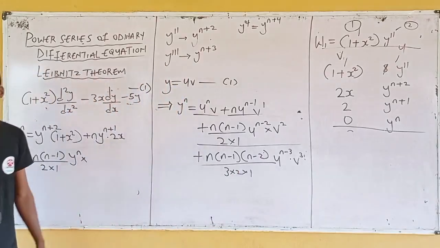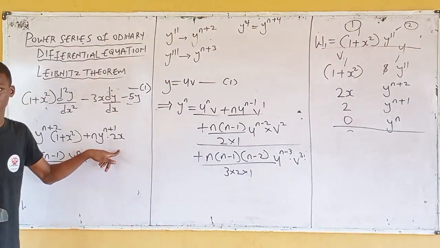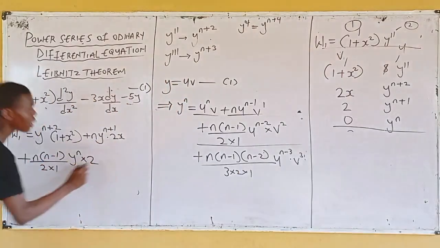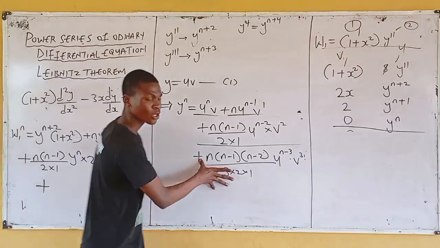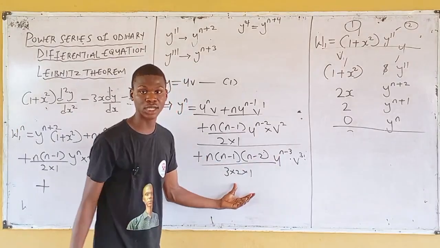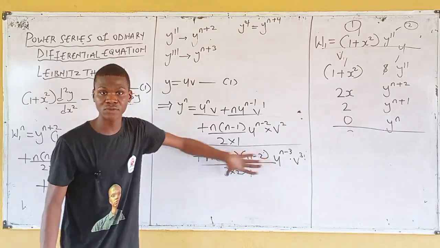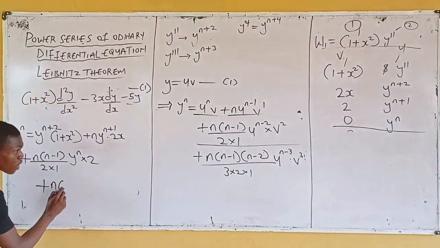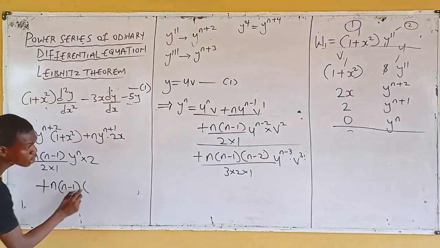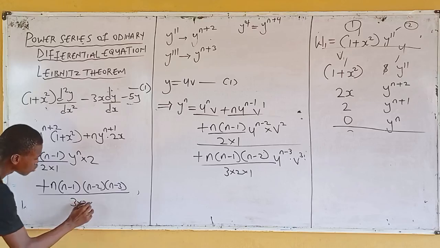How do you get that? What's the answer to that? 2. Meaning differentiate 2x. By the time you differentiate 2x, what do you have? You have 2. Multiply by 2. The next one is what? Plus. I'm having this, but we don't even need to write this. Now from here, the next one is what? I'm having this very term. So meaning plus n all into bracket n minus 1 all into bracket n minus 2 all divided by 3 times 2 times 1.